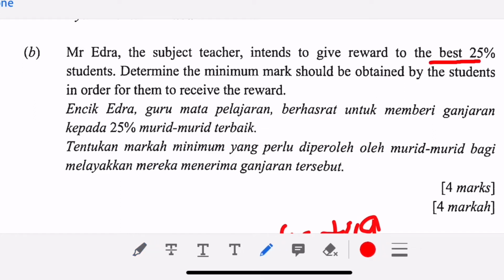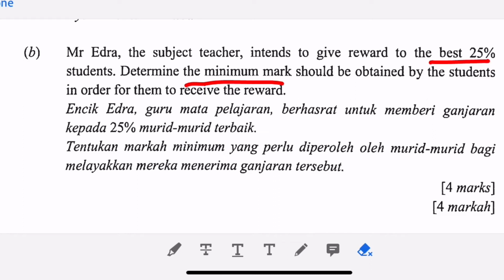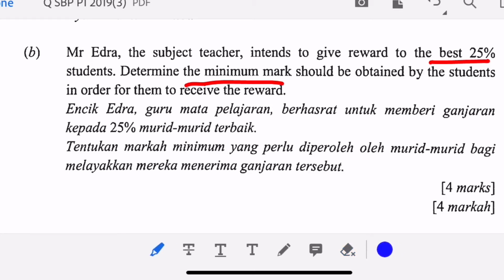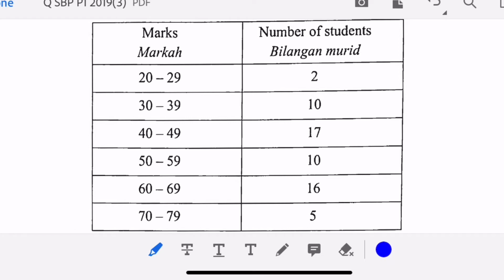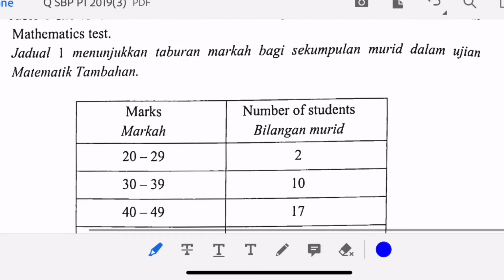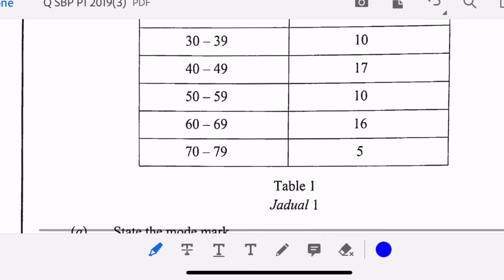For B, Mr. Andra, the subject teacher, intends to give reward to the best 25% students. Determine the minimum mark that should be obtained by the student in order for them to receive the reward. So the keyword is the best 25% students. When you see minimum mark and the best 25% students, you would think of using the OGIF, but you don't have to draw the OGIF. You have to use the formula for either the first quartile or the third quartile. I don't think you will use median because median is 50%, right?